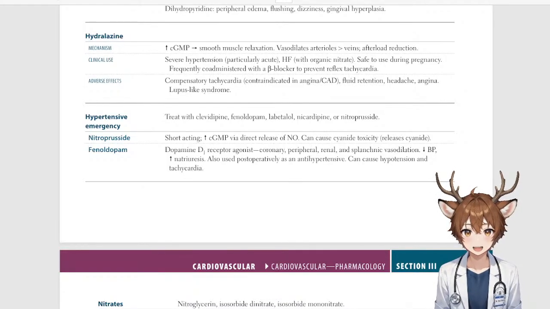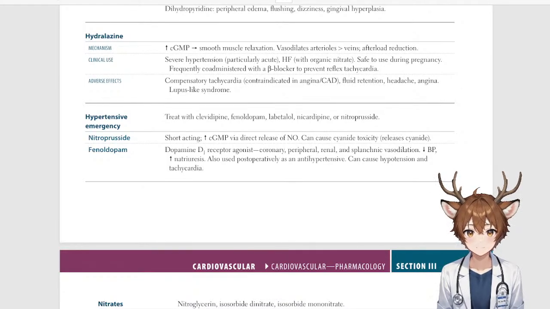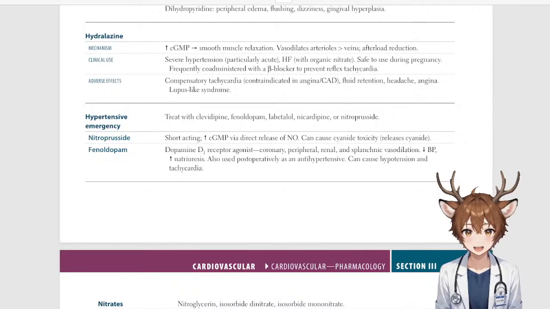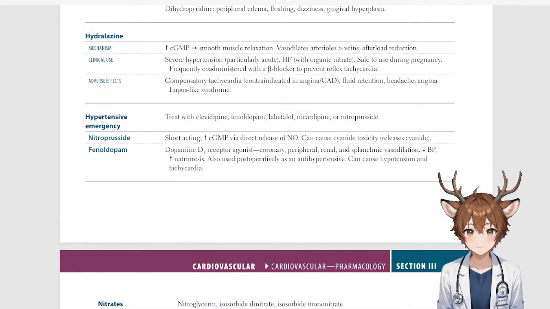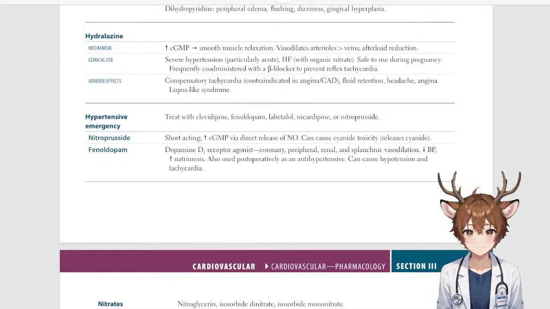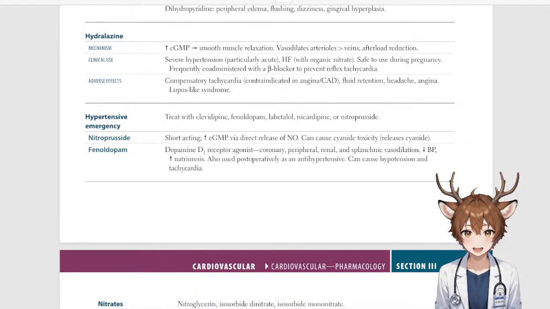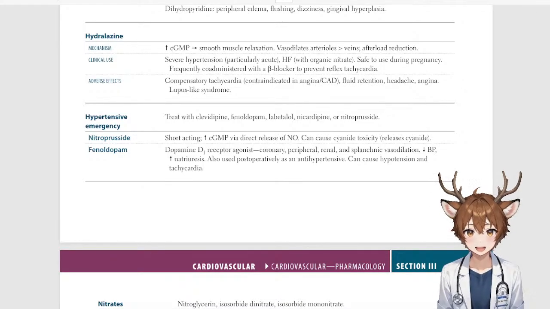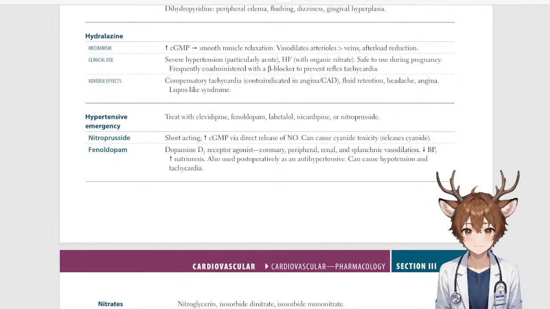What about hypertensive emergency? Hypertensive emergency, you treat with labetalol, clevidipine, fenoldopam, nicardipine, and nitroprusside. Nitroprusside: short-acting vasodilator, arteries equal to veins, increases cyclic GMP via the direct release of nitric oxide, can cause cyanide toxicity. True, it releases cyanide, and that's no fun.